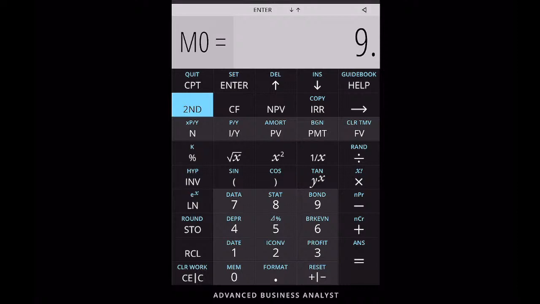So I made a mistake. Let's say second, clear work, and it's gone. The 10 memory slots from 0 to 9.